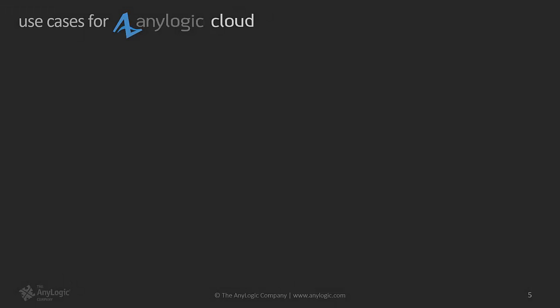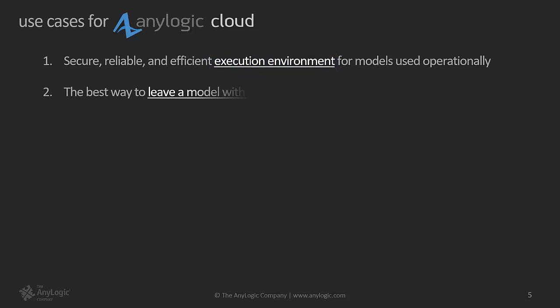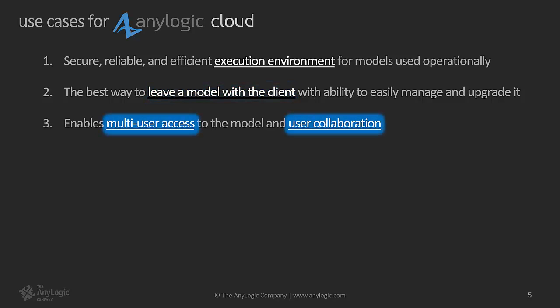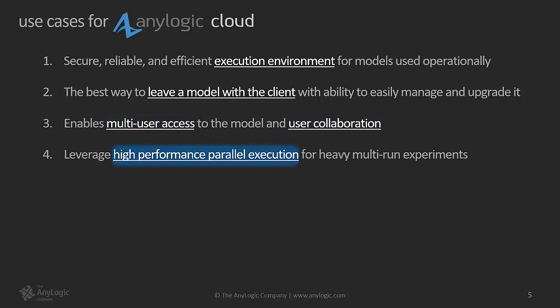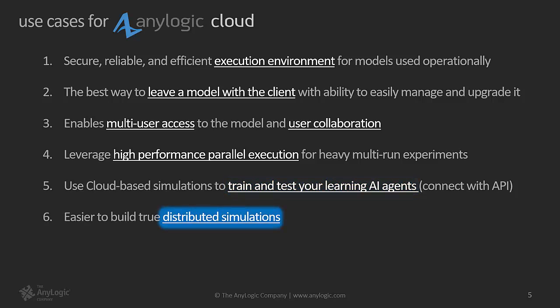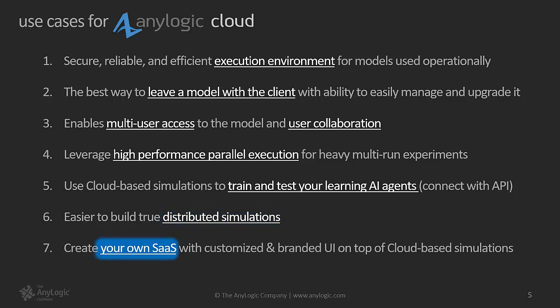With the Wright brothers story, we studied just a couple of the cloud's product use cases. But let's sum up all the cases. Operational usage, model delivery to clients, user and user access management, high-performance parallel execution, training and testing AI agents, building truly distributed simulations, and designing your own software as a service solution on top of the AnyLogic private cloud product.